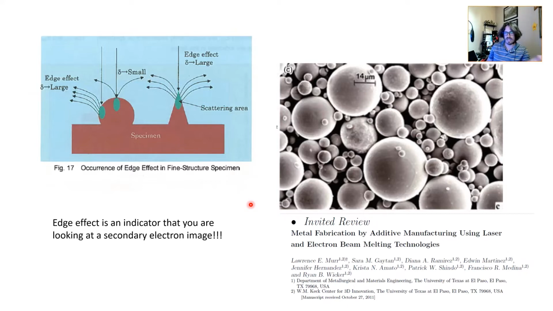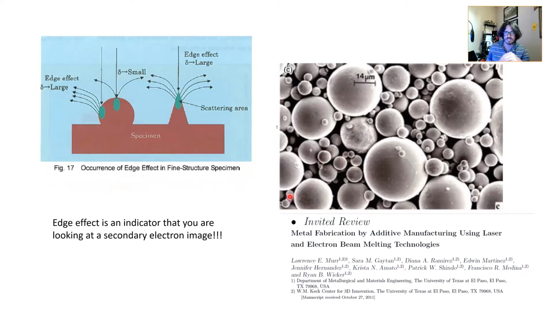Anyway. Edge effect is an indicator that you're looking at a secondary electron image. So if you get an image like this, we don't have that informational bar that the machine gives us, and the machine will usually tell you if the image is created by secondary or backscattered electrons. You can train your eye to see what kind of electron signal made this image. This is a classical example of edge effect.